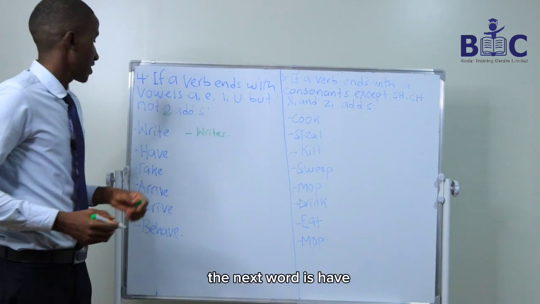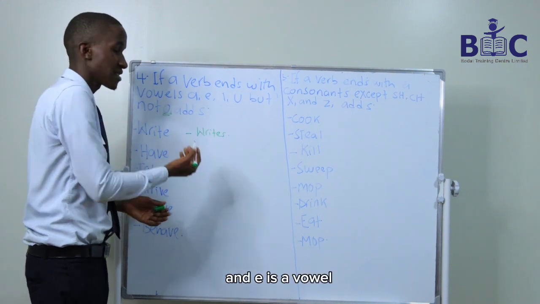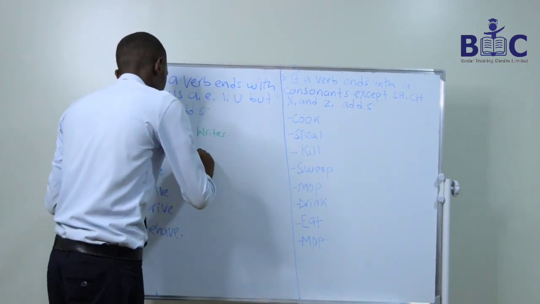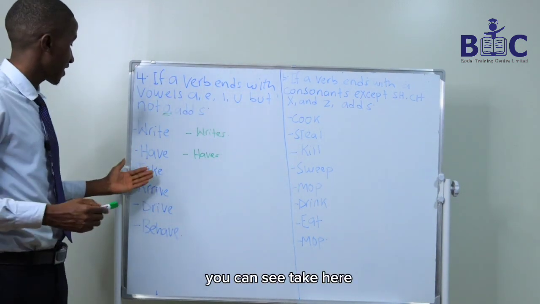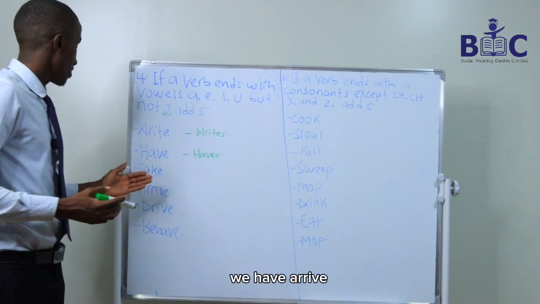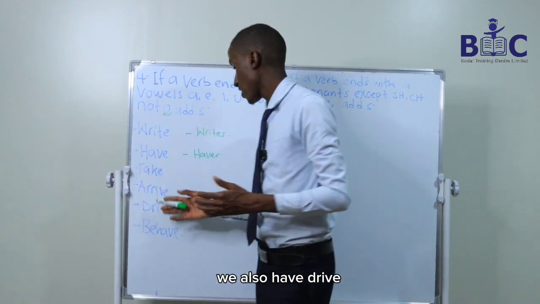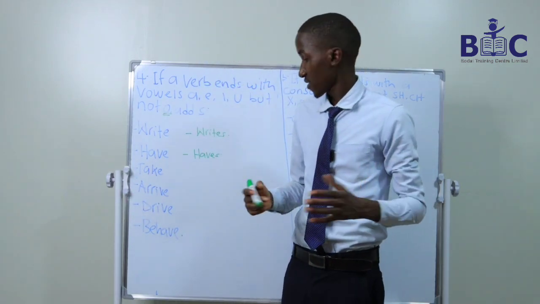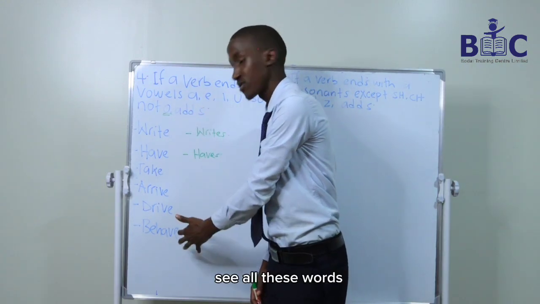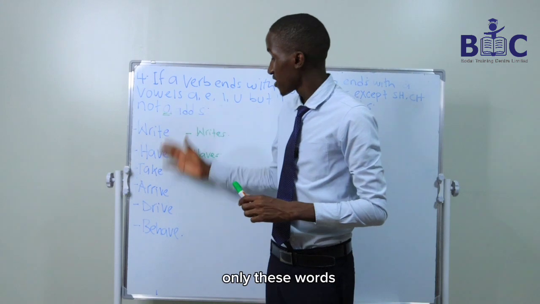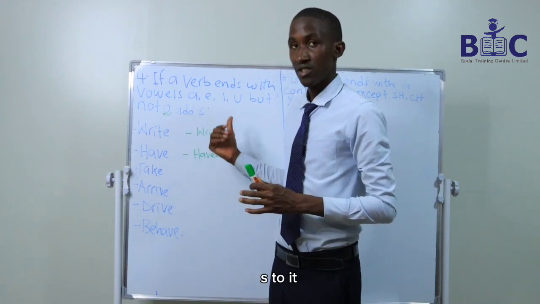The next word is have. Have has E. E is the last letter and E is a vowel. Have will become haves. And then you also have take. You can see take here. Take will become takes. We have arrive. Arrive will become arrives. We also have drive. Drive will become drives. And we also have behave. Behave will become behaves. I hope you can see all these words. And it does not mean that only these words apply to this rule. Any word which ends with a vowel, you add s to it.